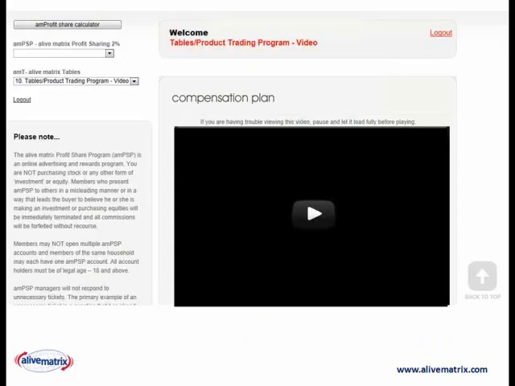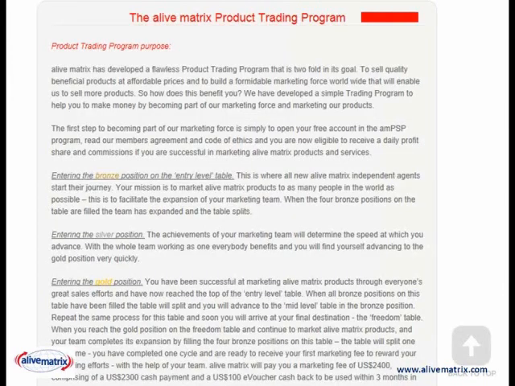Now it's very important for you to learn as much as you can about the tables if you want. Remember that we already mentioned that you don't really have to understand how exactly everything works. It's not going to make you more money just because you know exactly how the tables work. But if you want to know a little bit more, this is where you find all the information. So try to read on your back office, on the second drop down menu, AMT Alive Metrics Tables. You can have a look at this page, Tables Product Trading Program video. There is a lot of information in this page. Especially read this part, the Alive Metrics Product Trading Program. That's how we named our tables as well.